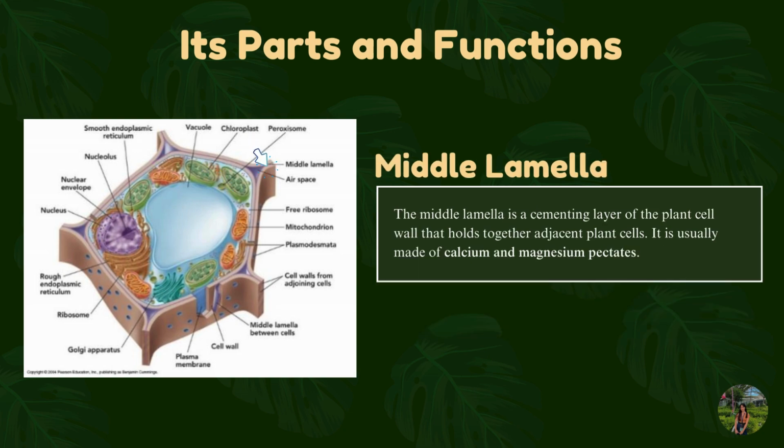We use the side of the bread to represent the middle lamella. The middle lamella is a cementing layer of the plant cell wall that holds together adjacent plant cells. It is usually made of calcium and magnesium pectates.